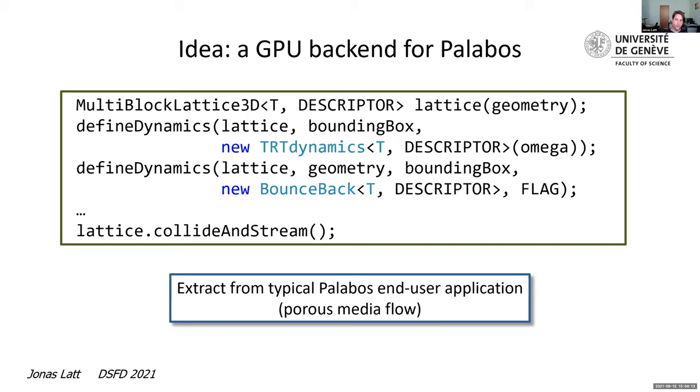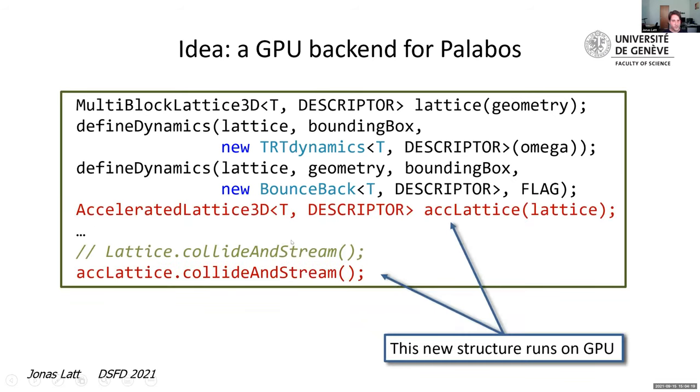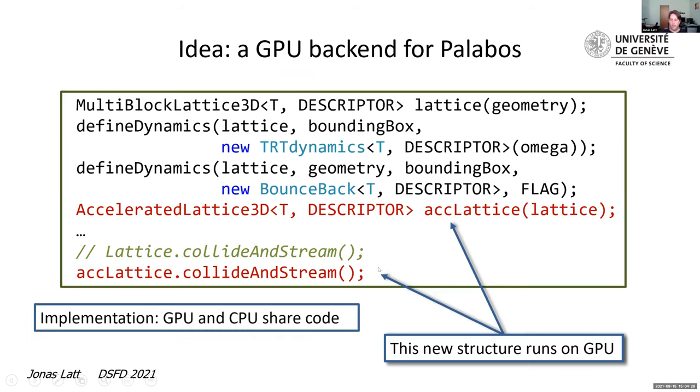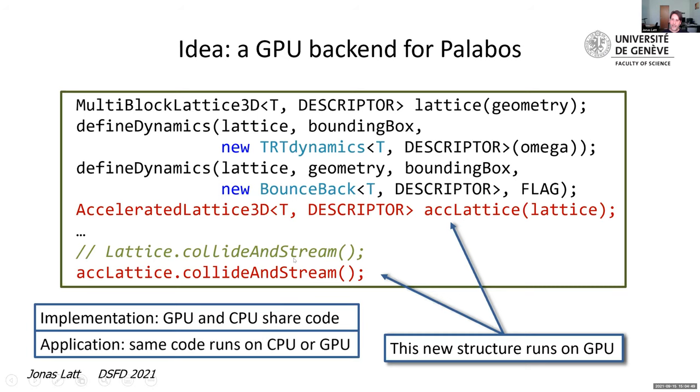As a Palabos end user, you just take your end user application like this one. This is a code extract for a problem which flows through a porous media. And then you change a single line of code to instruct Palabos to run the code on GPU. This is a hybrid concept, so you can run pieces of Palabos on CPU and other pieces can run on GPU. The idea, and this is where the concept of parallel algorithms is crucial, is that we want to minimize code duplication. So at the level of the backend, CPU and GPU share the same implementation of Lattice Boltzmann models. And we don't want to break existing Palabos applications, so at the level of the interface, things remain the same as well.